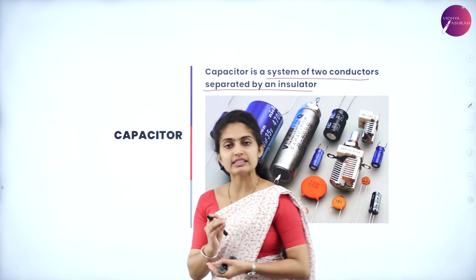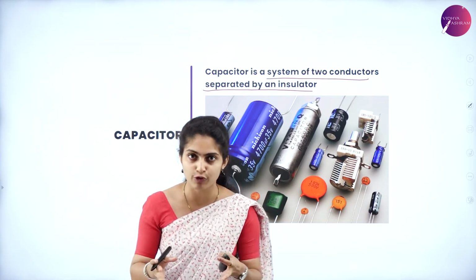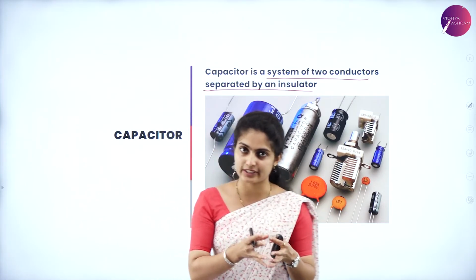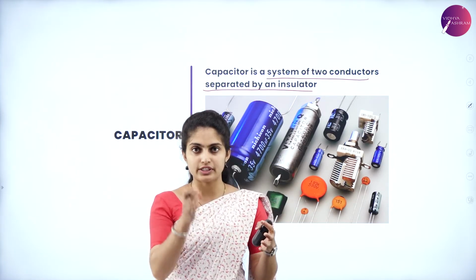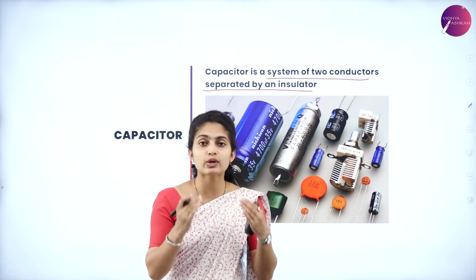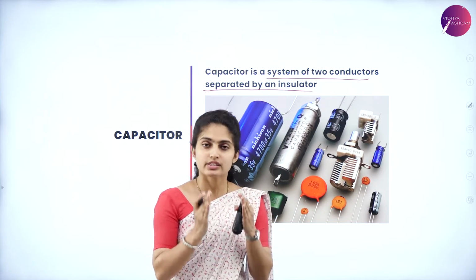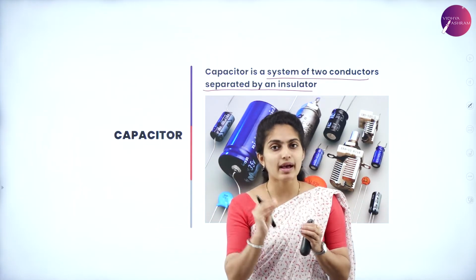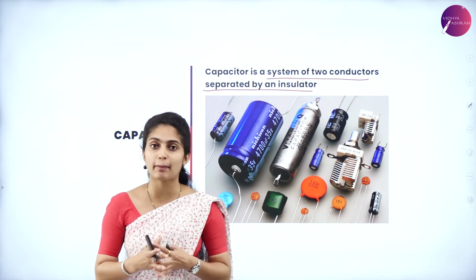So capacitor is said to be a passive component. What type of component? There are two types of components in electronics, active components as well as passive components. So the capacitor acts as a passive component. What is meant by a passive component? The component which does not require any external energy to operate other than the source. Such a component is said to be a passive component, and the capacitor is one such form. So how exactly does the functioning of the capacitor take place?